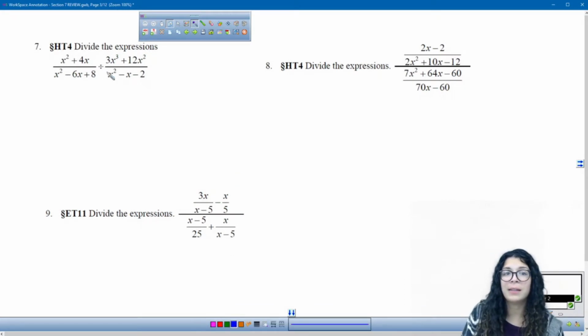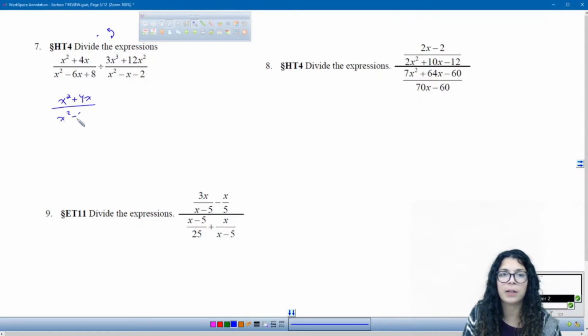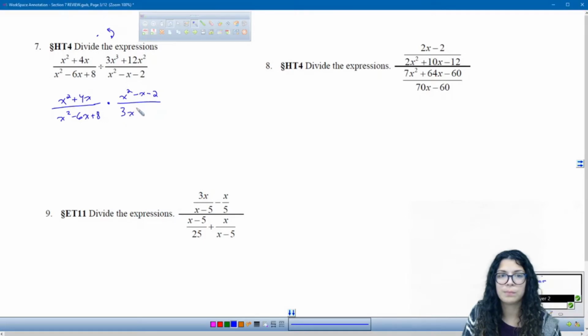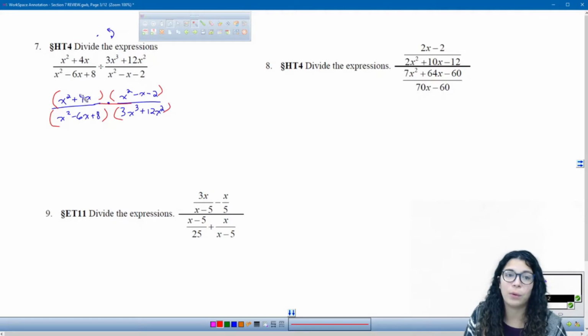On number 7, we need to divide these two expressions, and remember that dividing by any number is the same as multiplying by the reciprocal, right? So I'm going to rewrite this with the numerator and denominator of the first fraction, keep that, but then change the division to multiplication and flip the second fraction. Now that this is a multiplication problem, we can treat it like the last two that we just did, top times top over bottom times bottom.